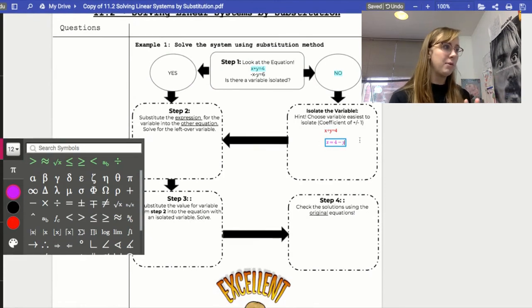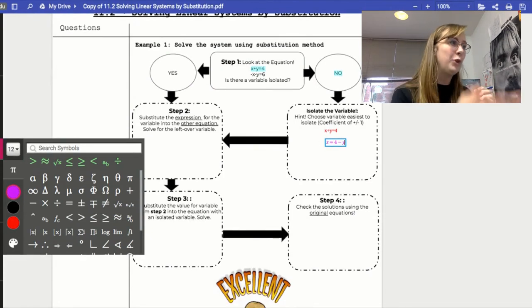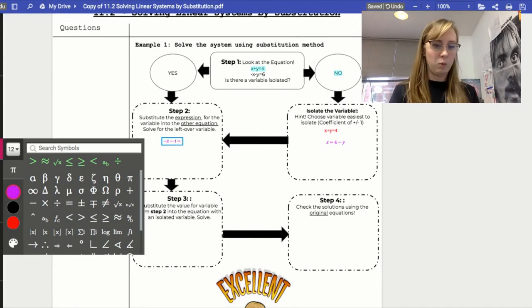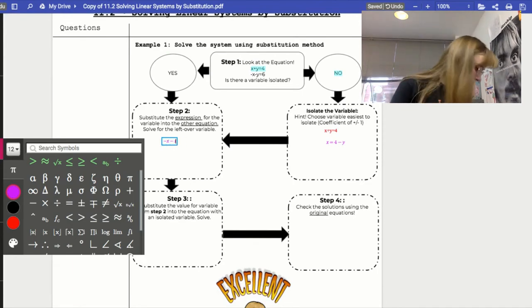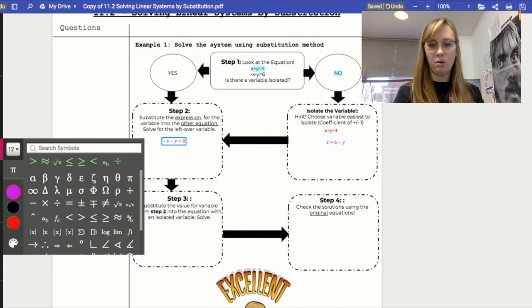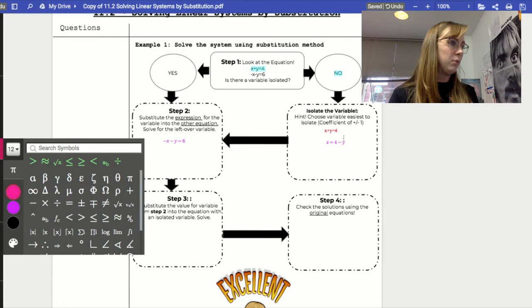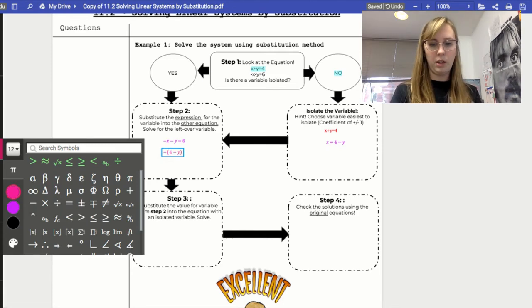Okay, so now that I have it by itself, I'm going to put that into the other equation and solve for y. So remember, the other equation is negative x minus y equals 6. What I'm going to do now is put in 4 minus y for x. So I'm going to have negative (4 minus y) minus y equals 6.